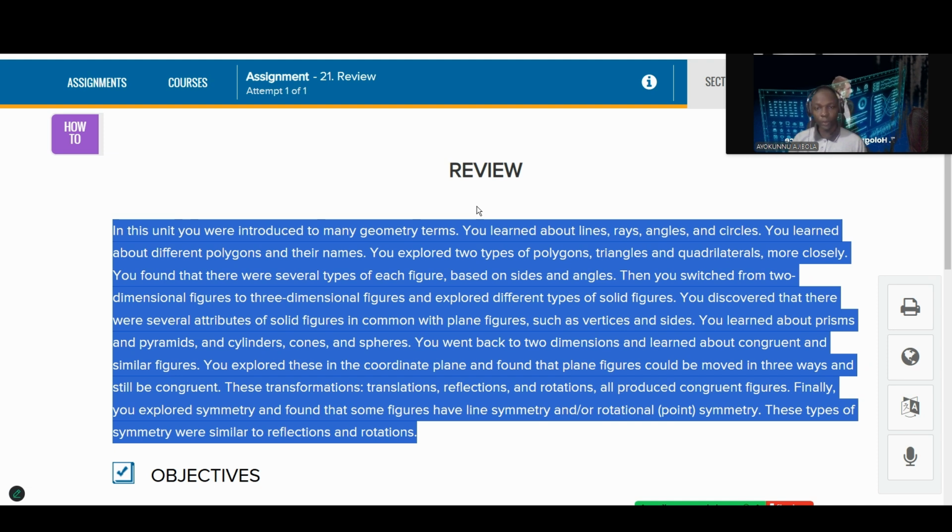So we looked at transformations that cut across translation, reflection, and rotations. And they all produce congruent, which are equal figures.